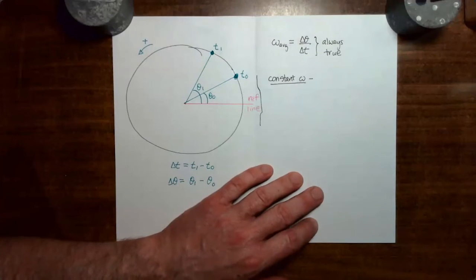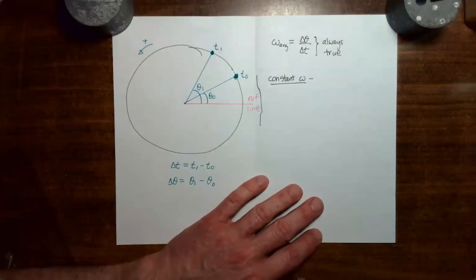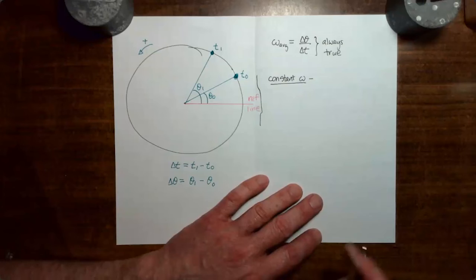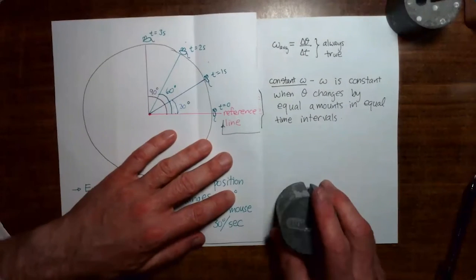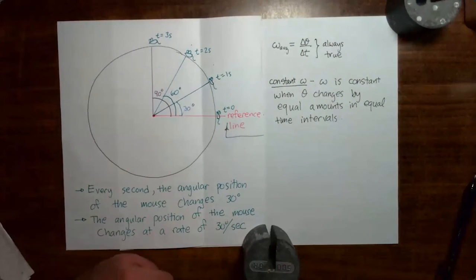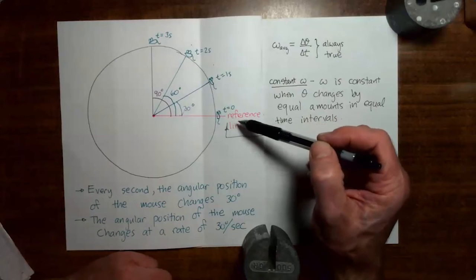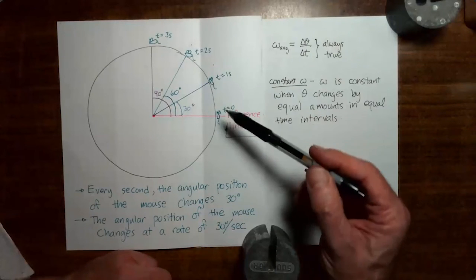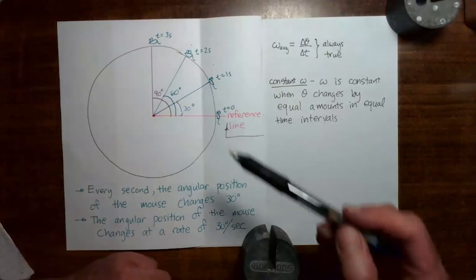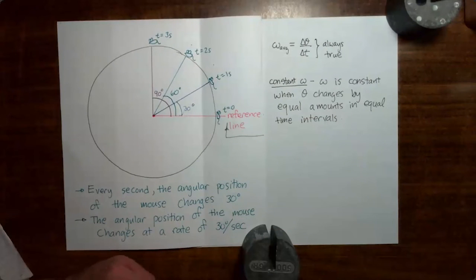We say that the angular velocity of an object is constant when the angular position changes by equal amounts in equal time intervals. So what would be an example of motion with constant angular velocity? Well, our mouse from earlier was moving with a constant angular velocity. For every 1 second time interval, the mouse went through the same change in angular position, namely 30 degrees. So this mouse here was moving with a constant angular velocity equal to 30 degrees per second.